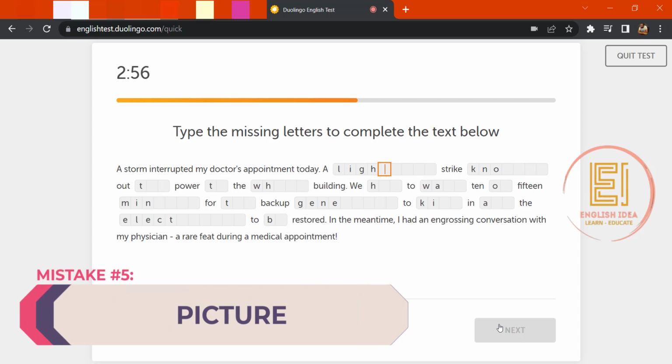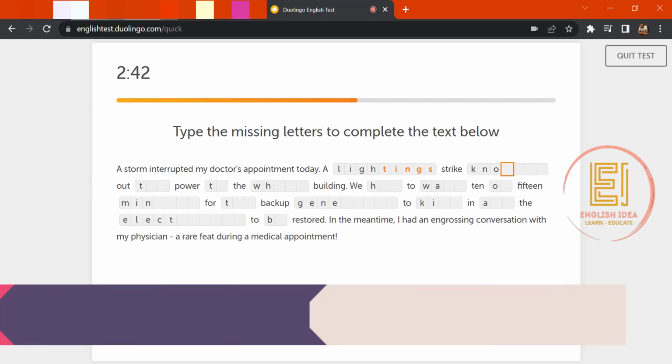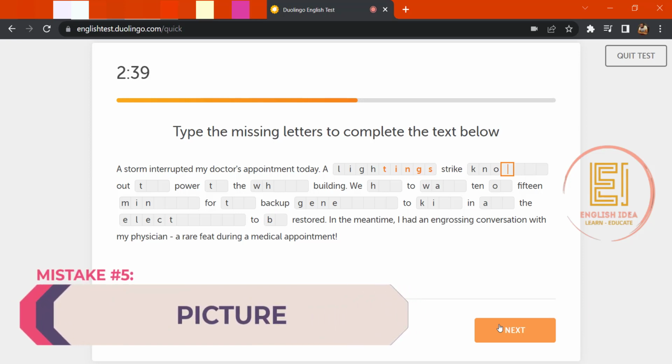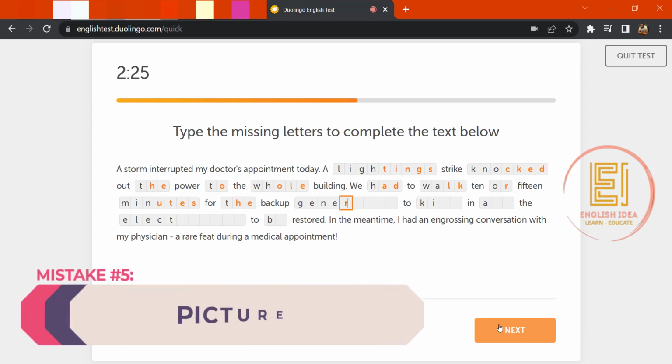Mistake number 5: Picture. During the real test, you need to take a picture of yourself and a picture of your ID, passport, or driving license. If you do not take a good picture of yourself under a good light, or a good picture of your ID, then you will get an uncertified result, or you may get a chance to resubmit your picture or a picture of your ID.